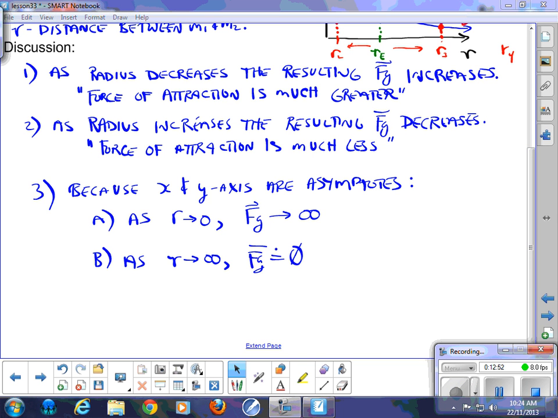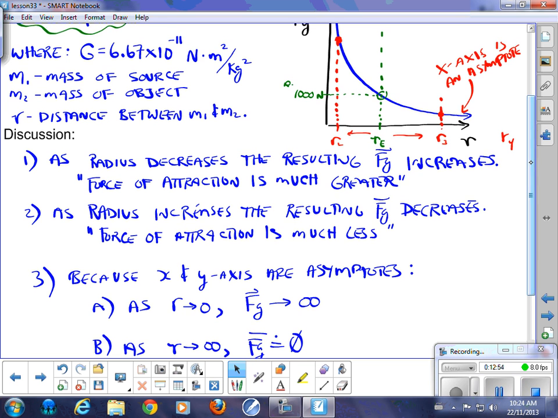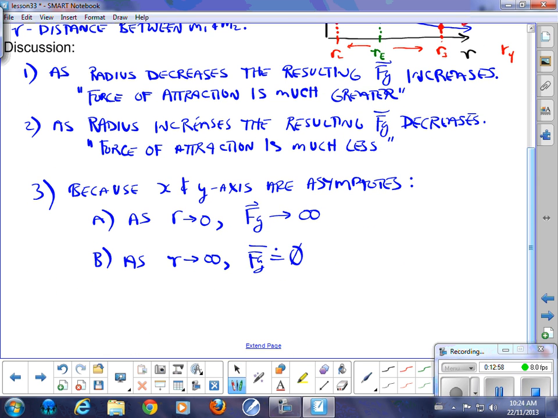The force due to gravity is never ever going to be 0 because the x-axis is an asymptote, but it is going to get very, very close. What does that mean? The farther you get from Earth, the less and less the gravitational influence acts on you. If I'm right here, I feel force due to gravity. If I'm right here, I feel it less, and so on. Earth will always be acting on you. That's why it's so difficult to find a place where gravity is equal to 0.